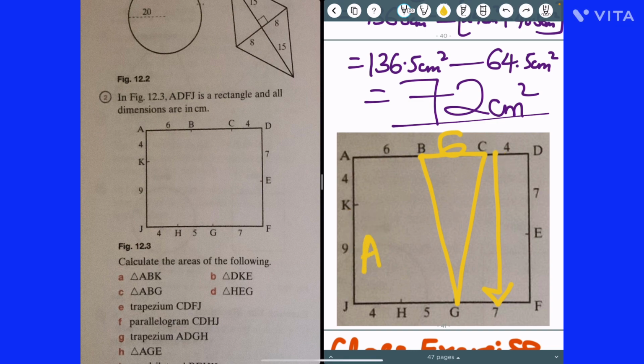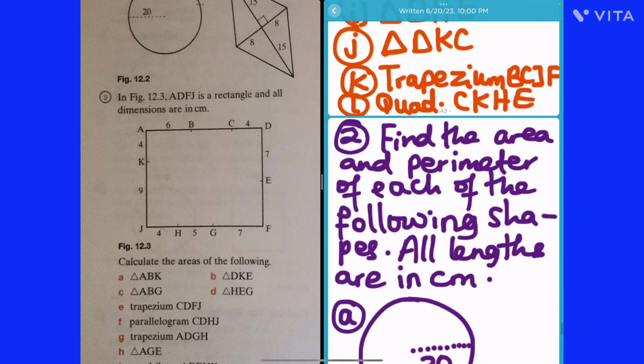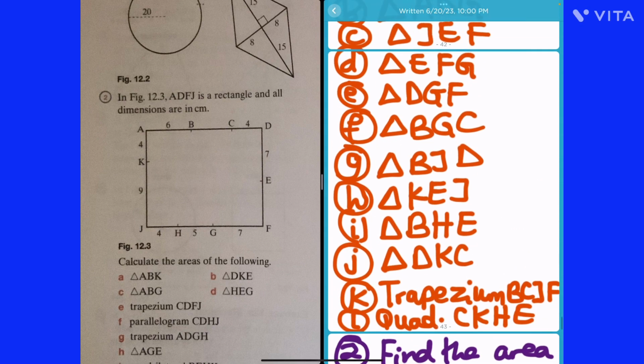First you write area is half base times height. First of all, write the formula. Area is half base times height. Then substitute values into your formula. Area will be what? Half times 6 times 13. So take note of that.